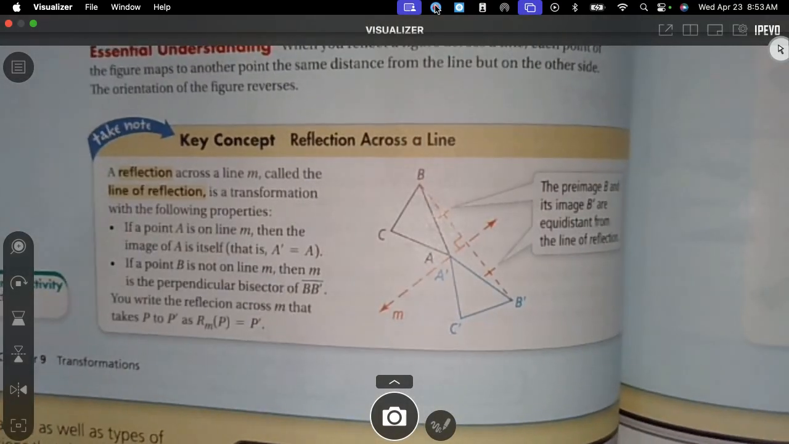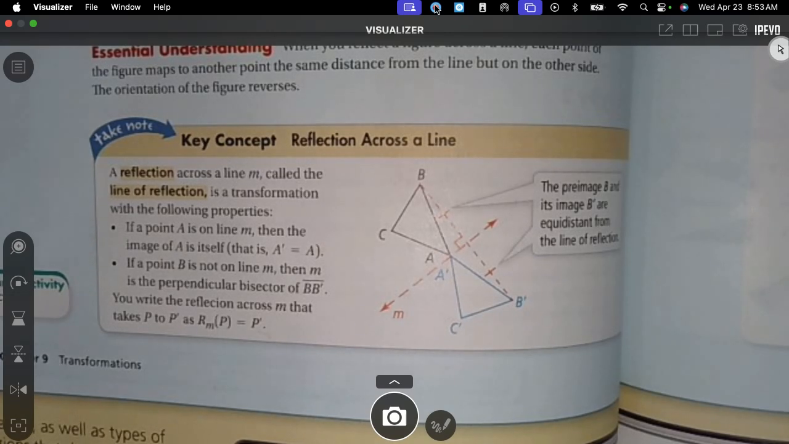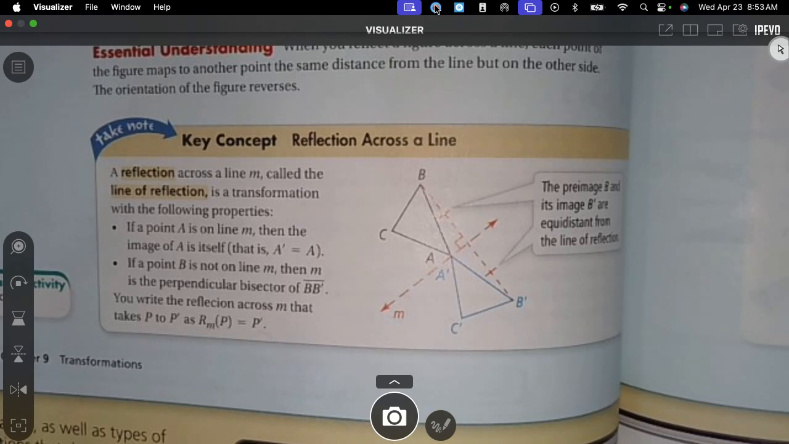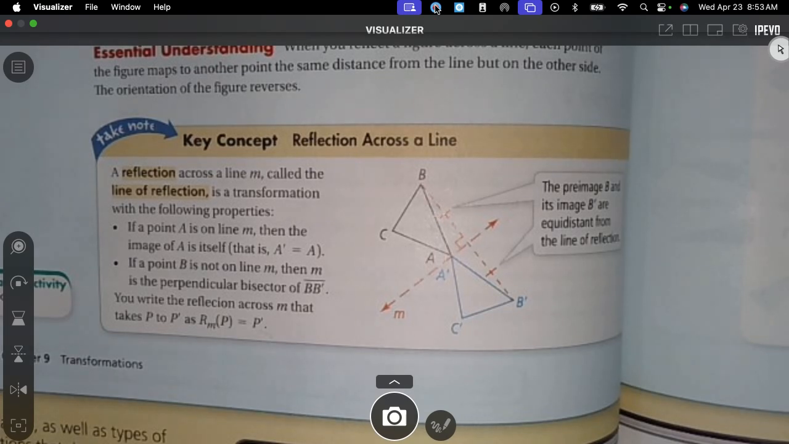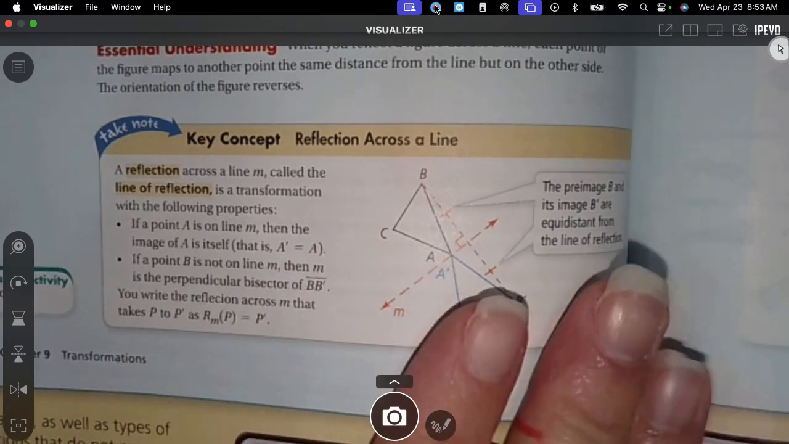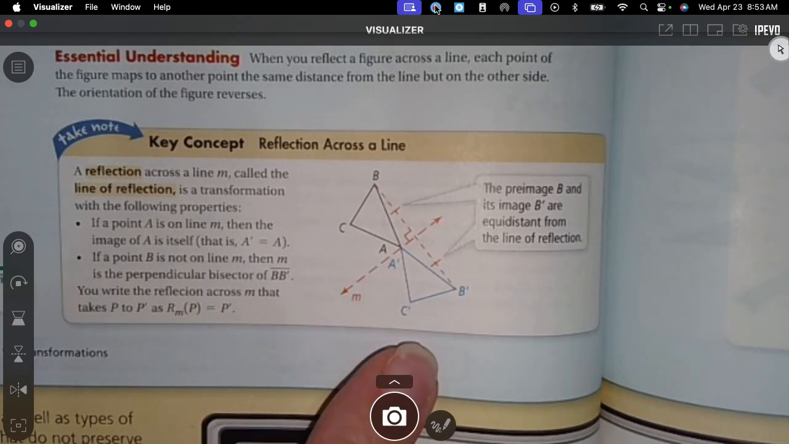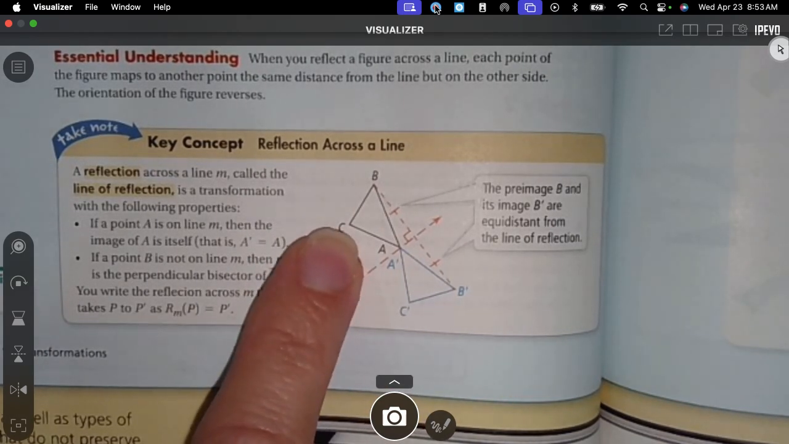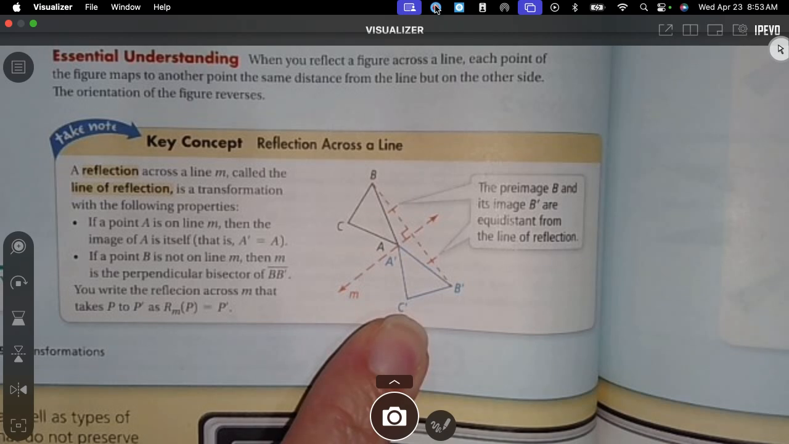So if you reflect something, it flips over that thing, right? You can think of a mirror. You know what a reflection is, right? But if it's reflected over something, it's just flipped over it. A lot of times people use the word flipped when it should really be reflected. You'll notice they have the words pre-image and image. Your pre-image is the first one. Your image is your new one, okay?